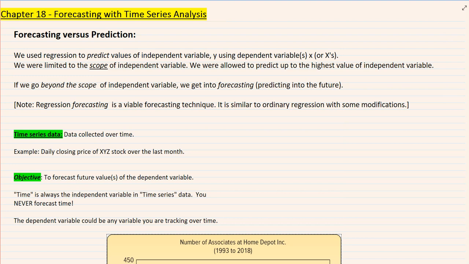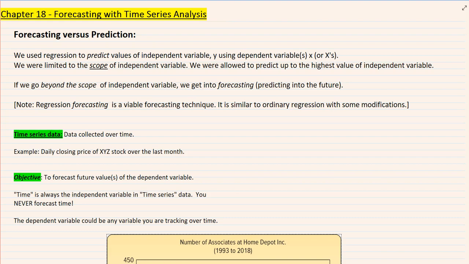Now, one thing that's really important to note is that when we use time series analysis, time is always the independent variable. Remember, time is going to go on. Time's going to happen regardless of what we do or what happens in the world, right? So time does not depend on anything. Time is just something that happens. So you never forecast time. The dependent variable, of course, is the variable that you would like to track and ultimately forecast over time.